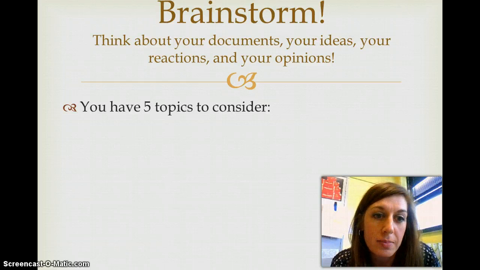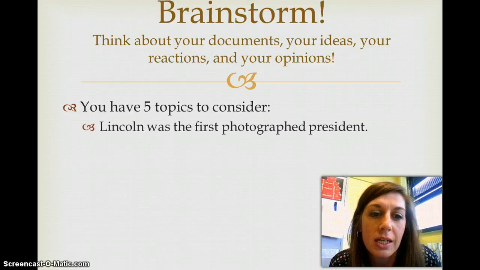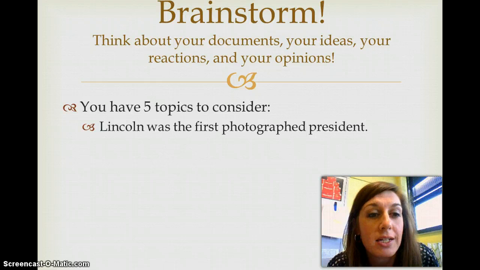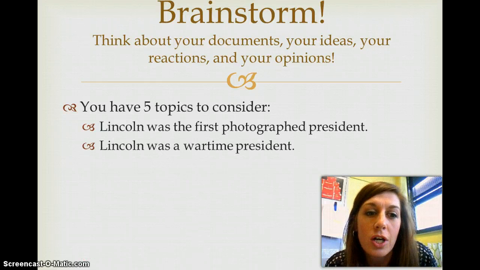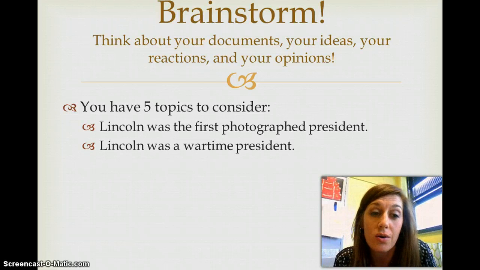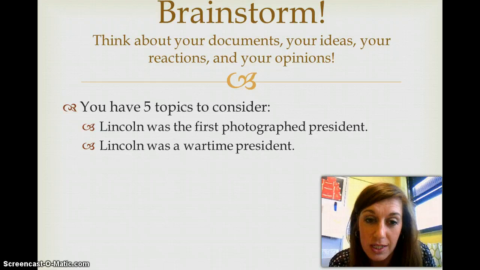You have those 5 topics to consider, and I want you to jot down everything that you know about each topic. Drain your brain. The first one is that Lincoln was the first photographed president. Write down the things that you saw or learned in those photographs, or the things that you read in the article. Next, jot down Lincoln was a wartime president, and write down all the things that you know about the fact that he was a wartime president.